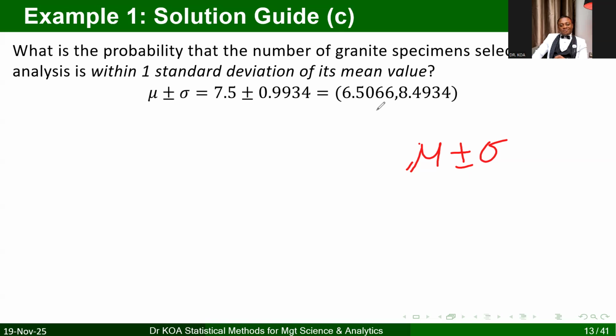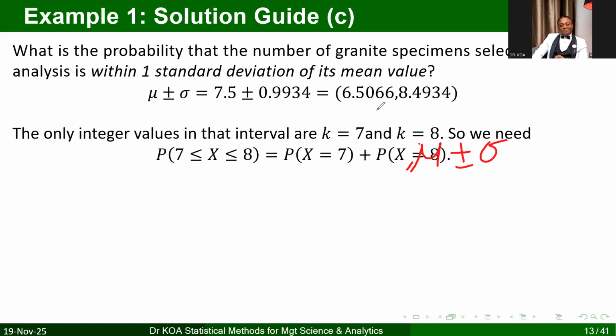Yes. So it means that our k or our x, because the question is asking you to find the probability that the number of the granite specimens selected for the analysis is within 1 standard deviation of the mean, you are now going to find the probability of 7 all the way to 8. You're going to find the probability of 7, find the probability of 8, and then add them together. Okay, so let's find that.